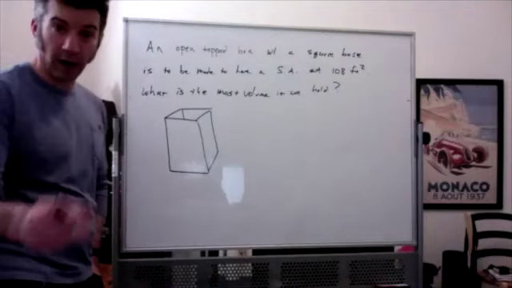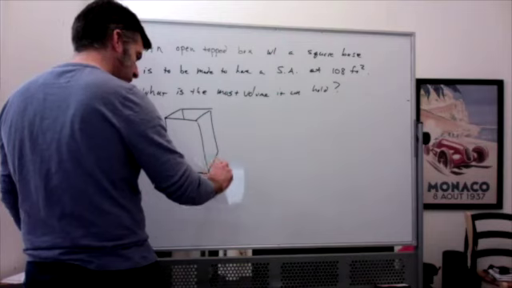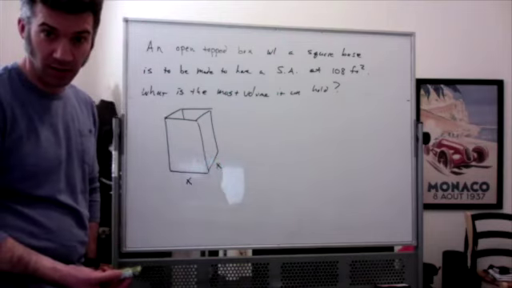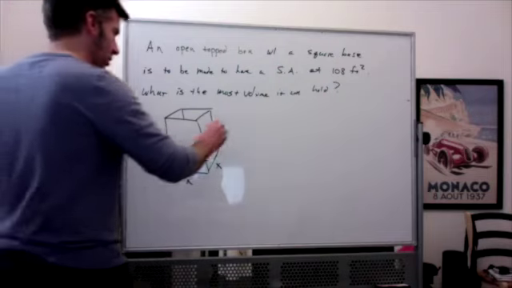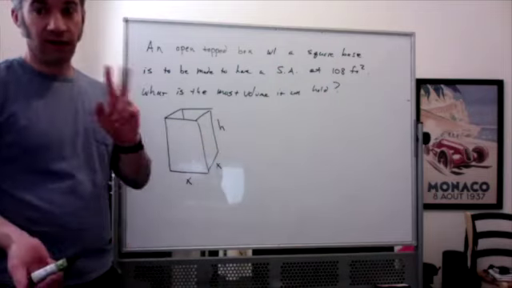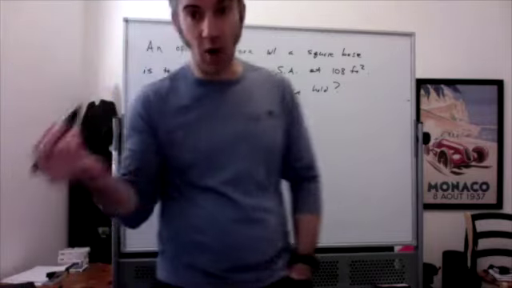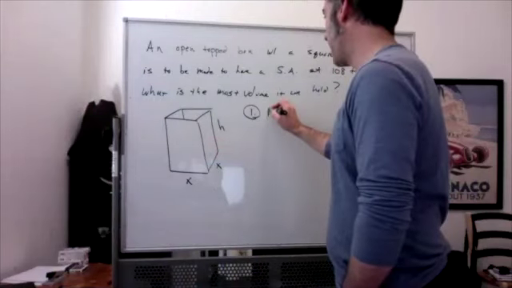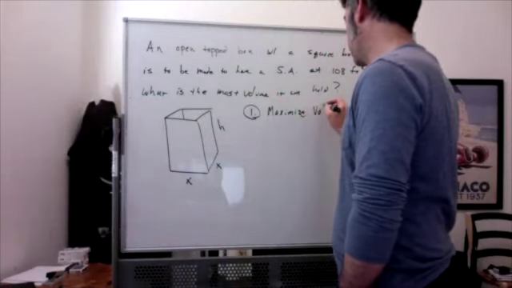And it has a square base, meaning this dimension and this dimension should be the same. But the height is not the same as the dimensions of the base. So it's got a square base, and I know a couple things. In fact, I know two things. I know one, I want to have the most volume. So I want to maximize volume.